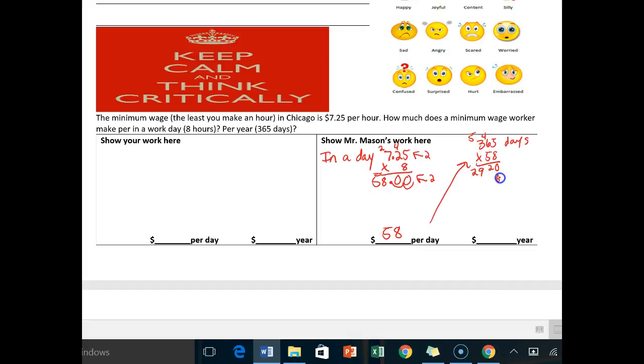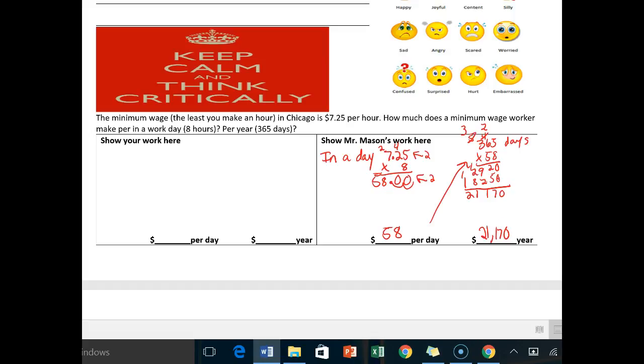Lay an egg before you start your multiplication. 5 times 5 is 25, carry your 2. 5 times 6 is 30 plus 2, 32, carry your 3. 5 times 3 is 15 plus 3 is 18, and add it up. So 0, 7, 11, carry the 1, 11, carry the 1, 20. So a worker in Chicago making minimum wage makes $21,170.